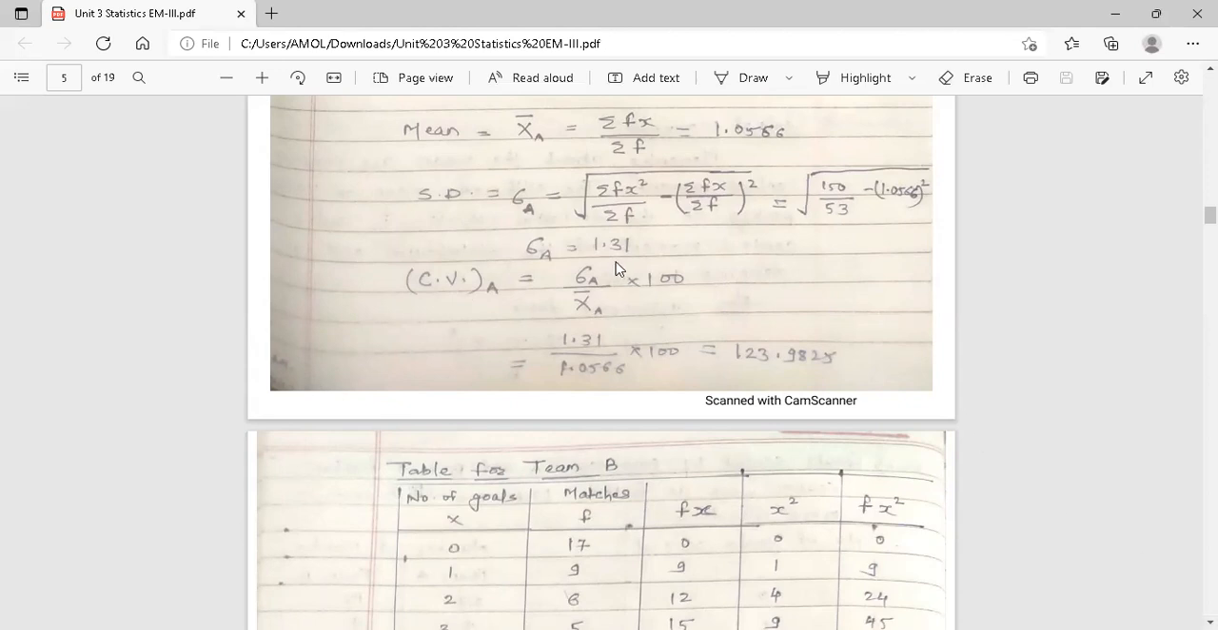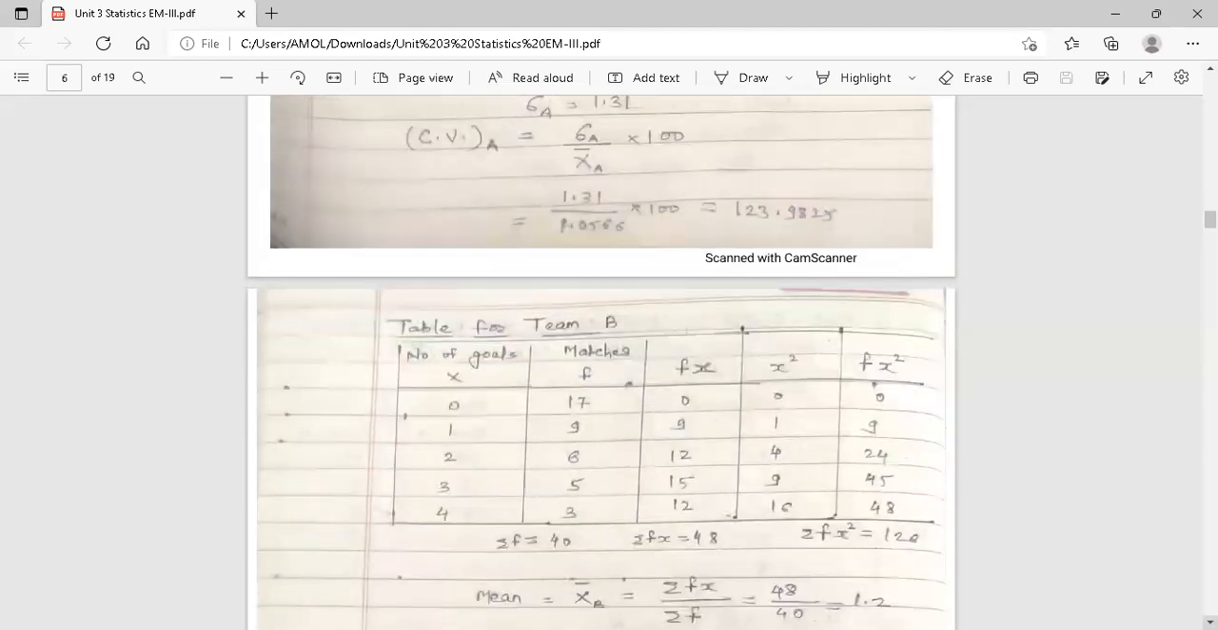Put here the values. Sigma A is 1.31. For X bar A, the arithmetic mean for team A, it is 1.0566. Put here the value into 100. You simplify and calculate the value. It is equal to 123.9825. So this is the CV for team A.